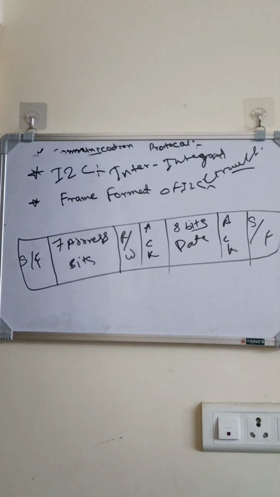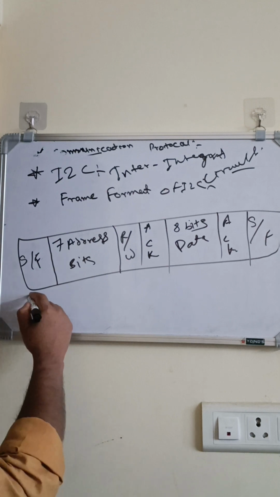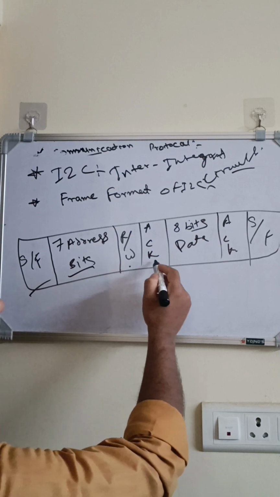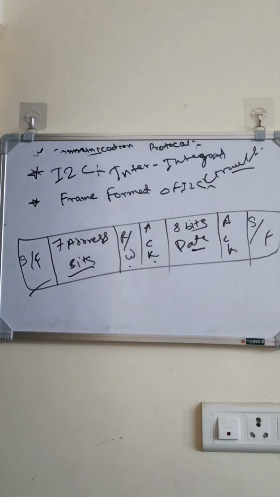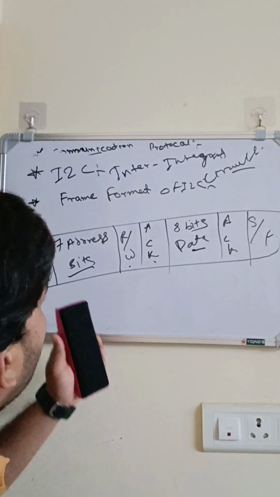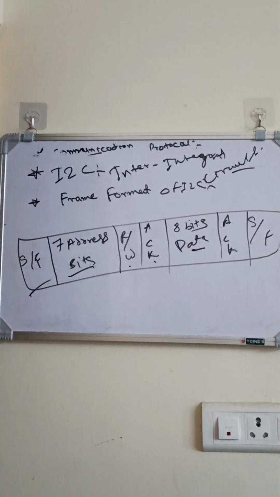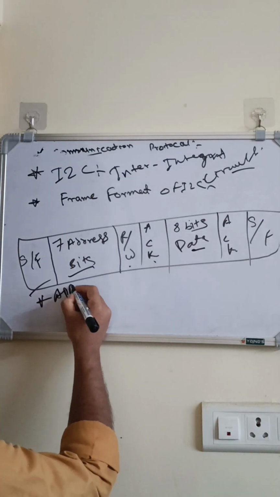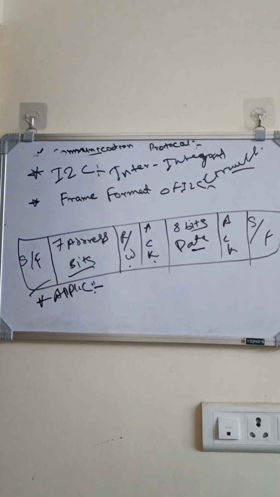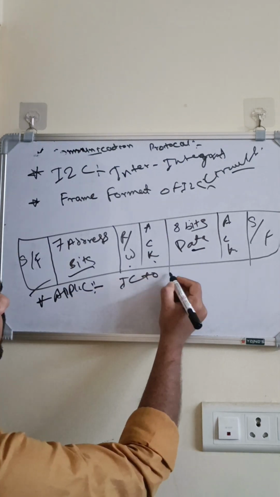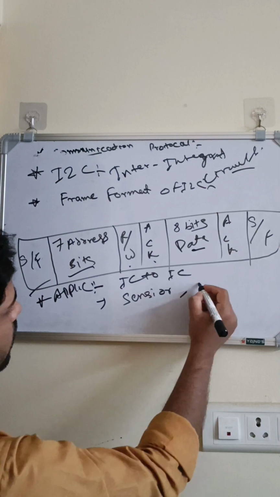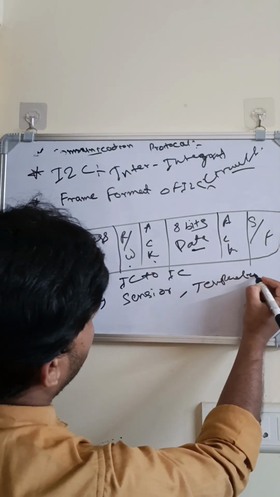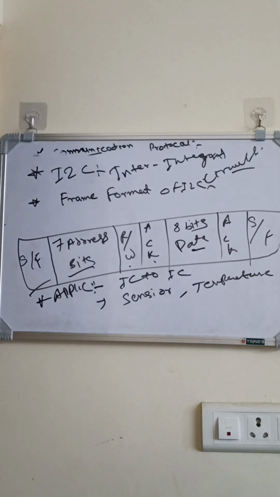So this is the frame format of I2C. It will start from the start bit, and the 7 bits are the address, then read and write, then acknowledgement, then again 8 bits of data we can transmit, then acknowledgement, and the stop bit or stop frame. Where is it used, what is the application? Basically it is used in IC to IC communication, and it's also used for sensors, temperature. So this is where it is used.